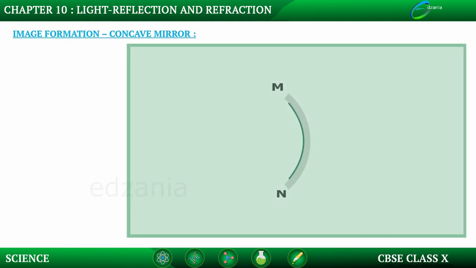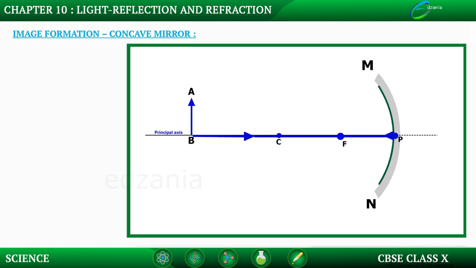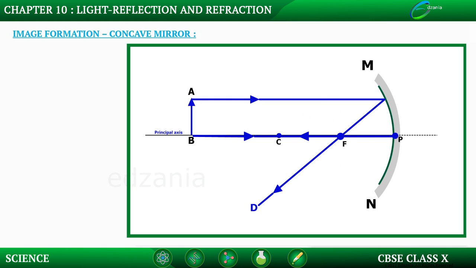Next case we'll consider when our object is kept away from C. In this case, to take the image of the top point, we will take one ray which is parallel to the principal axis, passing through the focal point. Ray 2 we will consider which is passing through the center of curvature, and obviously it will retrace itself back. These two rays meet at this point, where they will form the image of point A, the top point of the object. For the bottom point we will take the ray which is going along the principal axis and coming back in the same direction, and that will be the position of its image. So image A dash B dash is formed there.